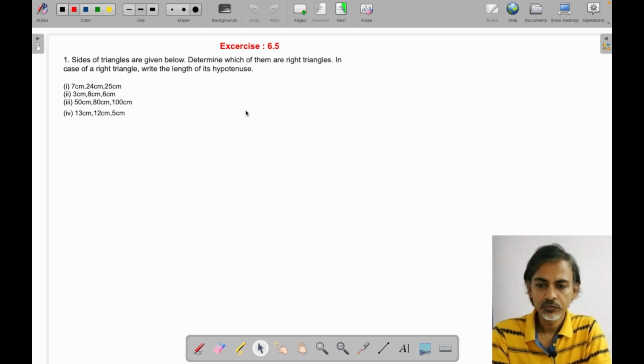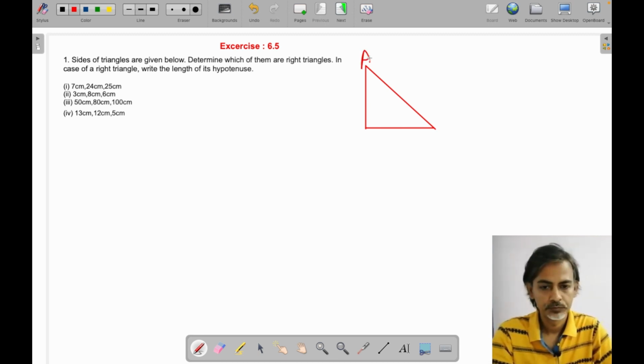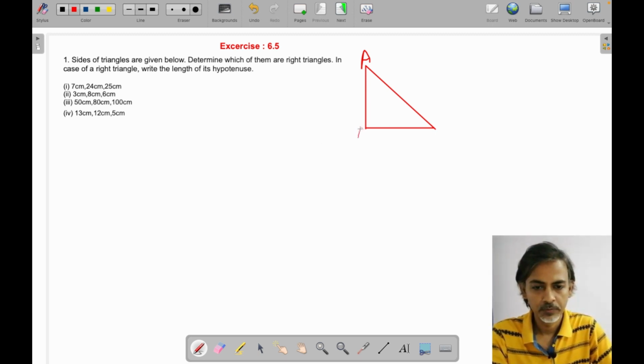If you look at this exercise 6.5, you will realize that there are basically two concepts over here. First, we'll discuss the concept and then we'll try to dive into the problem. Okay, so let's say you have a triangle ABC, which is right angle at 90 degree. So, from Pythagoras theorem, we know that AB square plus BC square equals AC square.